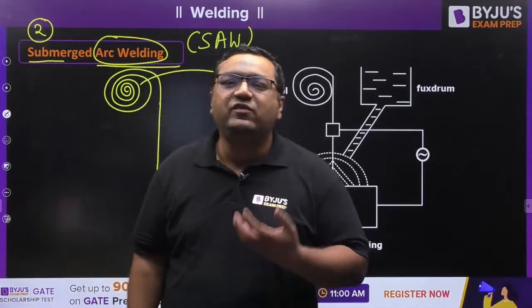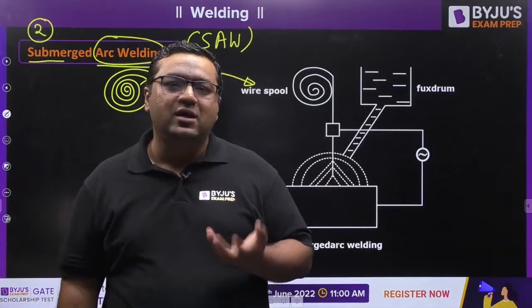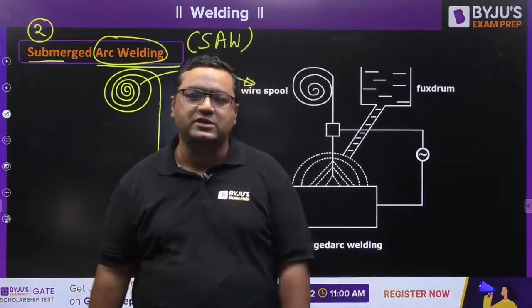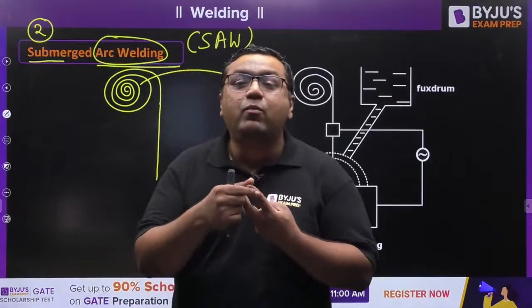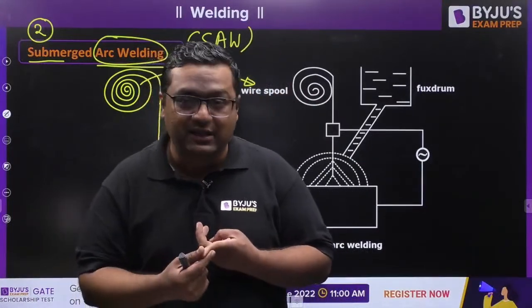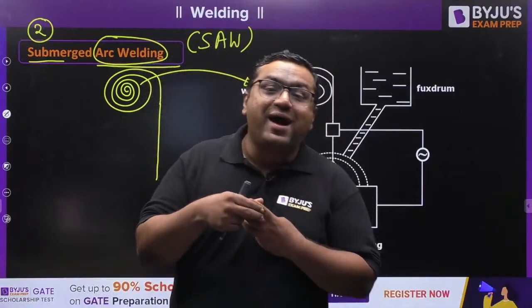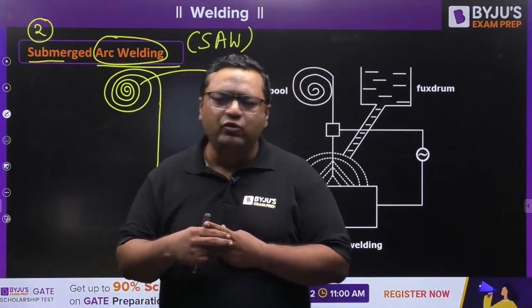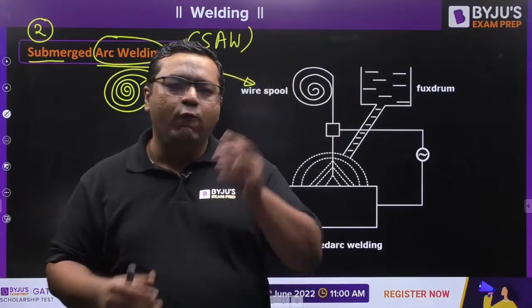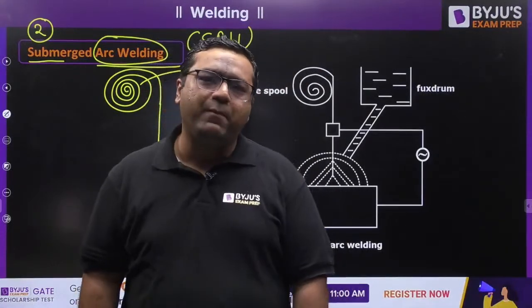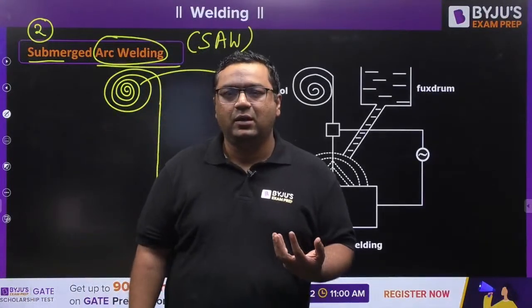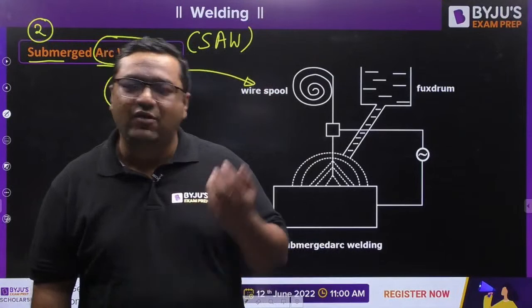What kind of things was flux doing for us? Flux was performing three very important functions for us. It was saving our molten weld pool from atmospheric gases. It was providing direction to the flame or spark. It was providing the alloy content for the weld bead. Do you remember or not, guys? So those three important things were done by the flux.